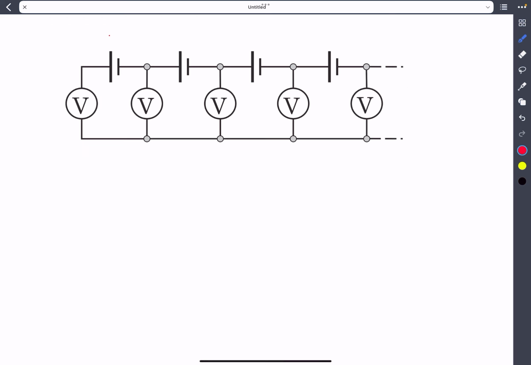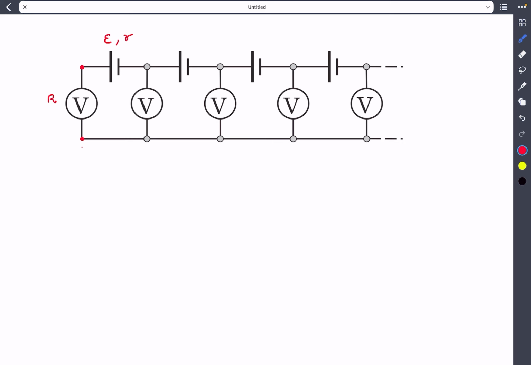Okay, so this is the given diagram to us. What I'm going to do is consider the EMF of the battery as E and its internal resistance as small r, and I'm going to consider the resistance of the voltmeter as capital R. Now, the reading of the leftmost voltmeter was given to be V. Basically that means the potential across the ends of these two terminals, which I've marked with red dots, is going to be V.